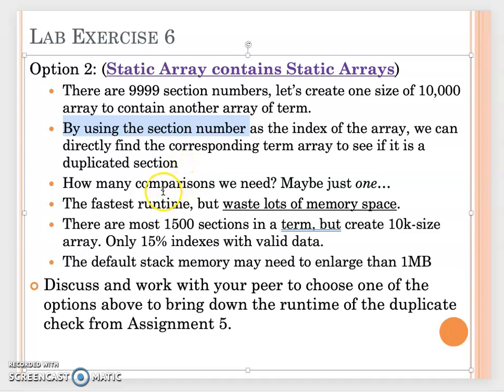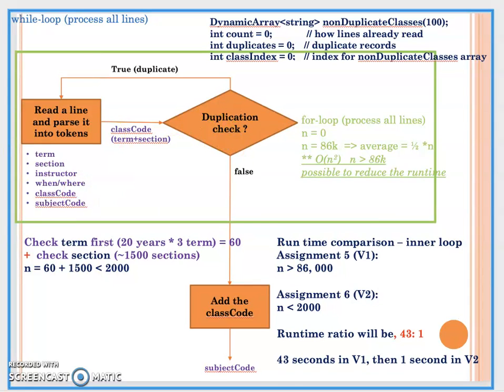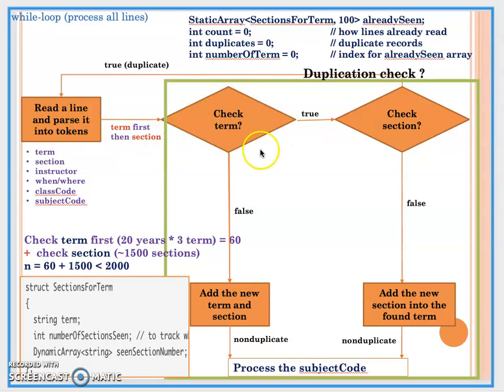So when you want to do the duplicate check, because you have your index from the section and the turn, you directly get the value. So actually the comparison will be just 1. On the other hand, do you remember earlier, after we changed the duplicate check, we do the turn first, then we do the section. We still have 60 turns and 1500 sections. So the comparison time is about 60 plus 1500.